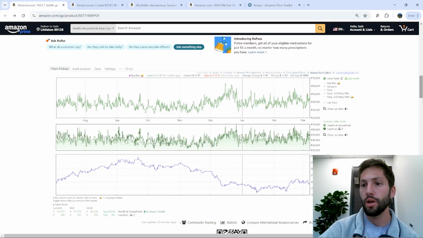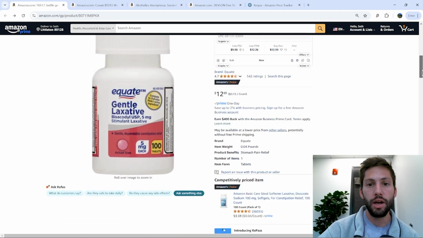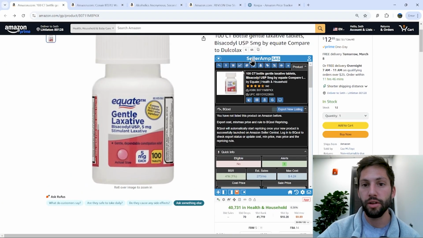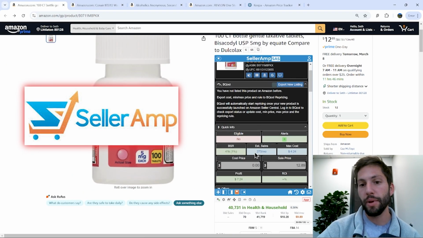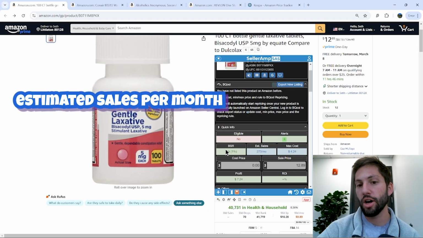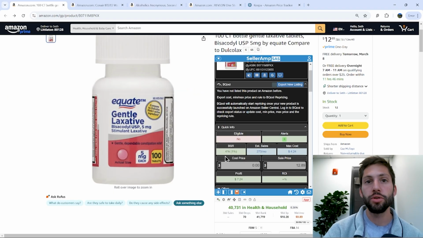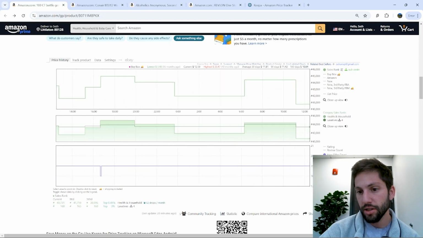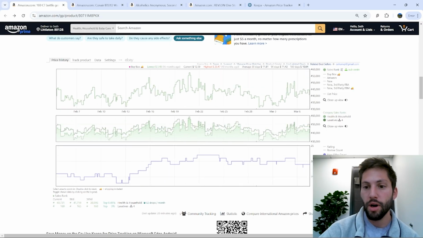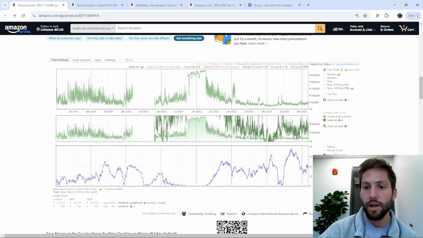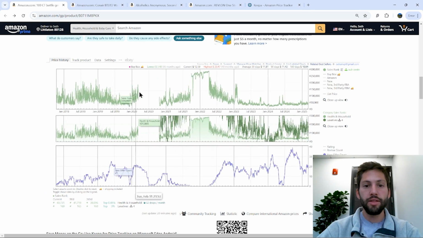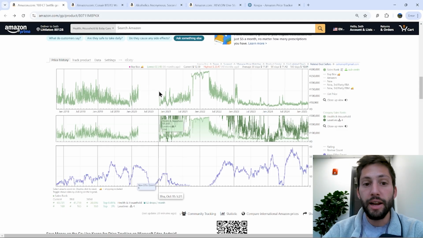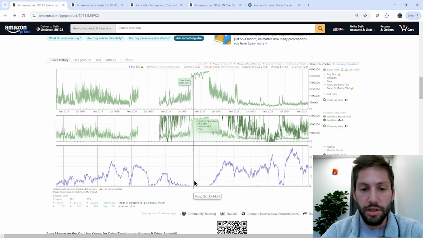Now, something that's helpful when actually understanding how many sales this actually is, is one of these tools, specifically for this, Seller Amp. And Seller Amp gives an estimated sales per month based on the sales rank that you are at. You could also use Jungle Scout's free sales estimator for this, or just do a test buy. So if we use this section, we can look at the day, the week, the month, 3 months, a year, and all.